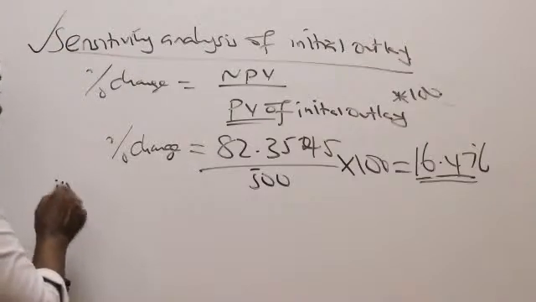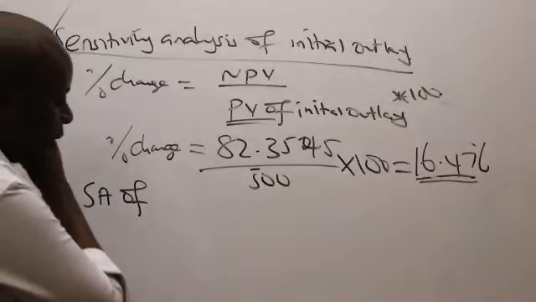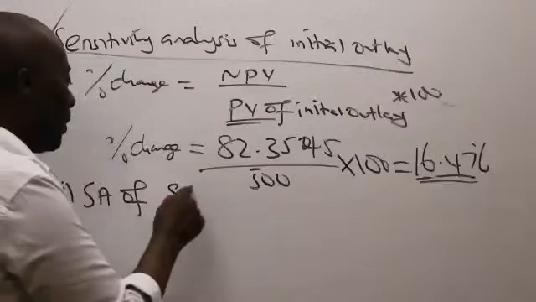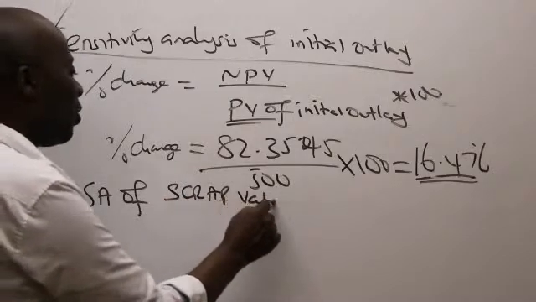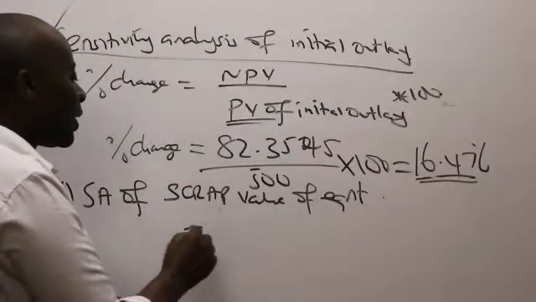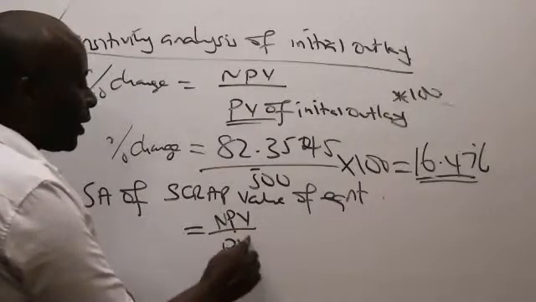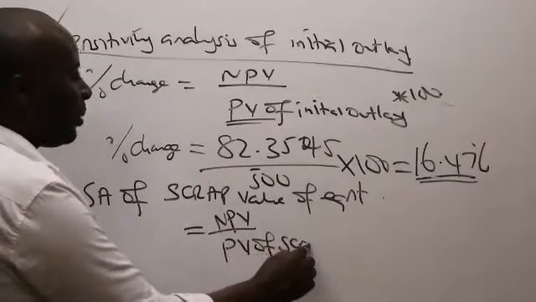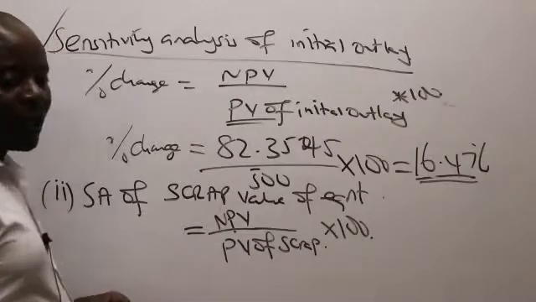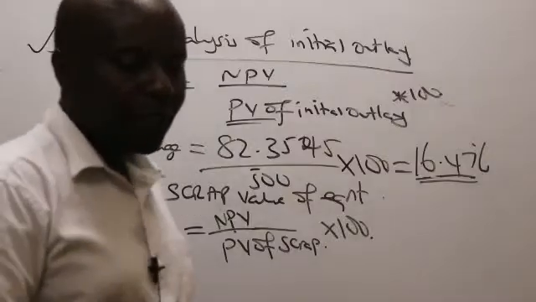So number 2, they want us to give them the sensitivity analysis of the scrap value of the equipment. This will be NPV, net present value, over the present value of scrap, times 100.